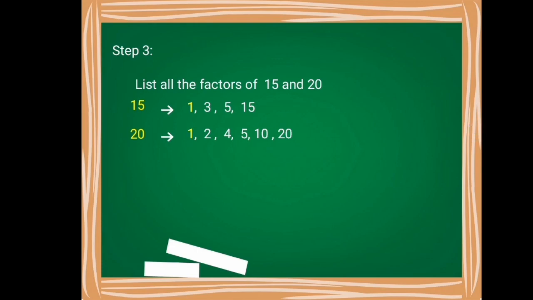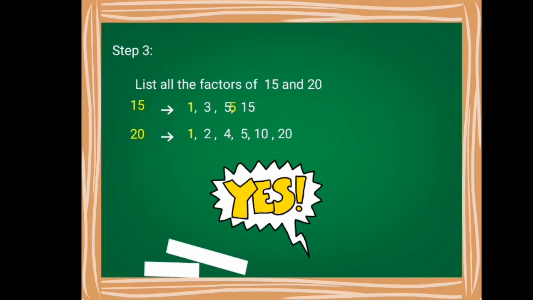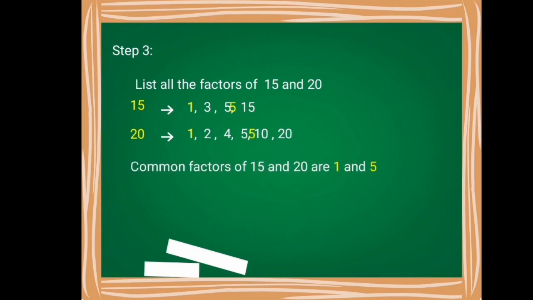They both have 1. Kasi 1 is a universal factor. Natural lang na meron silang parehong common factor na 1. Bukod sa 1, ano pang nakikita ninyong meron silang pareho? Yes, pareho silang merong 5. Common factors of 15 and 20 are 1 and 5.